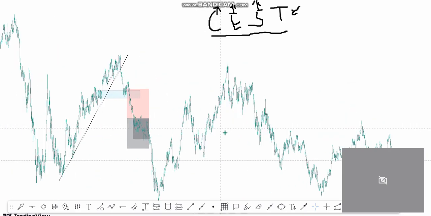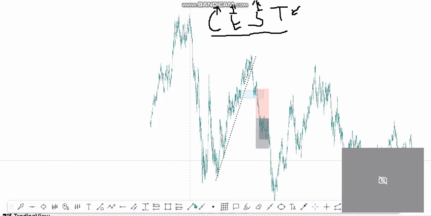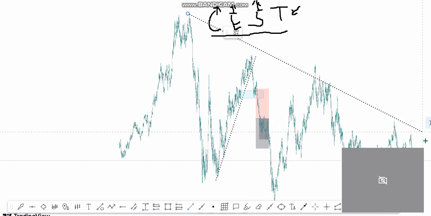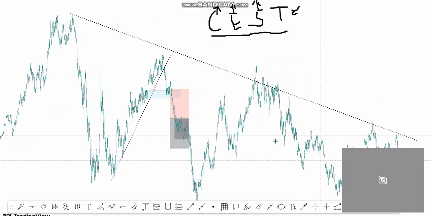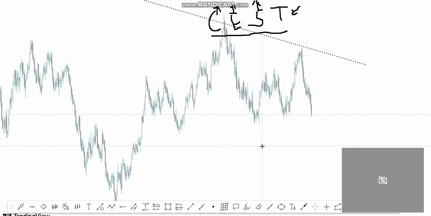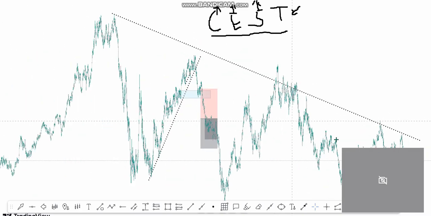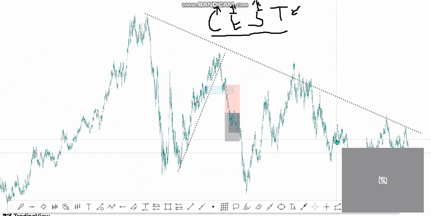If you look at this market, the overall trend is to the downside. So what are we looking at? We are looking at selling opportunities. But it doesn't mean that when you're in a downtrend you only look to sell. You can also buy.